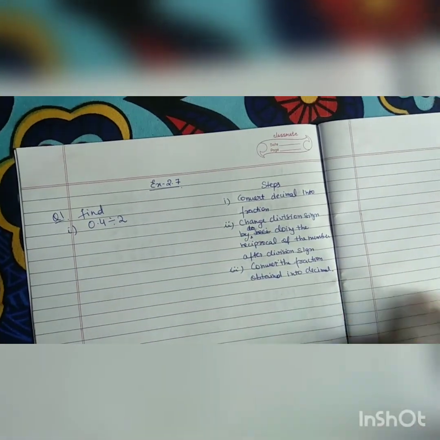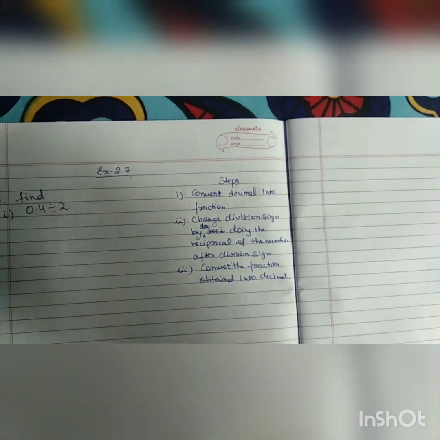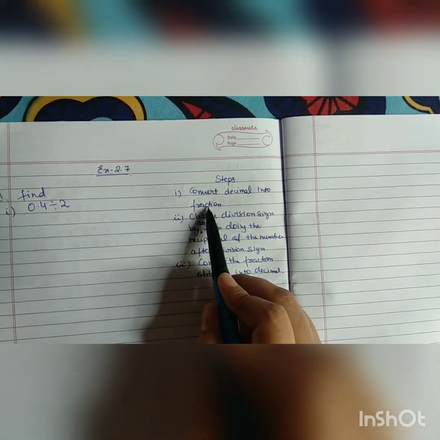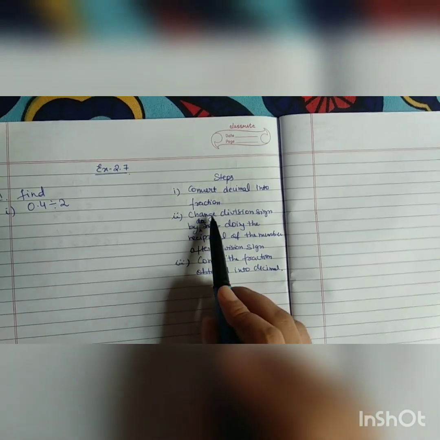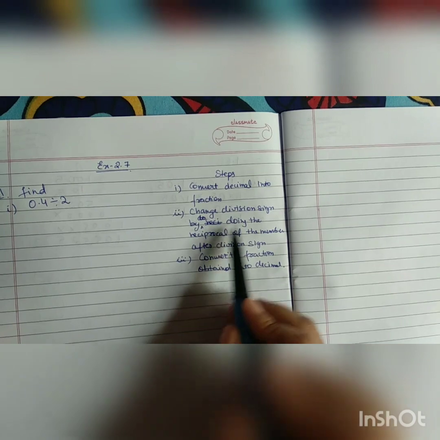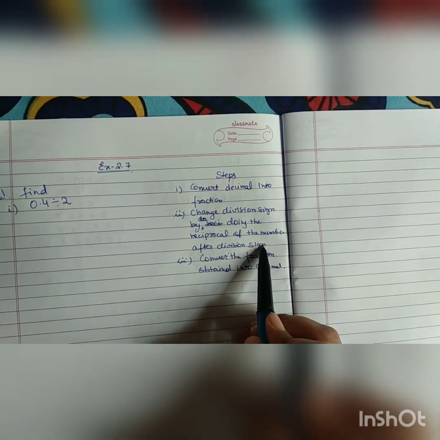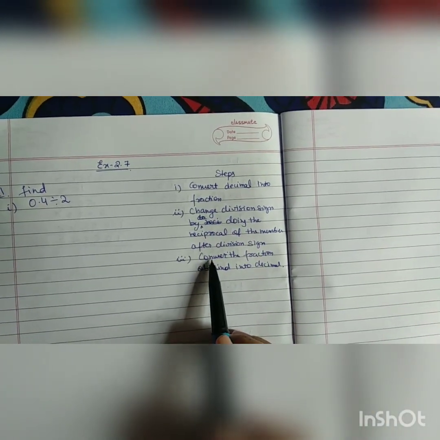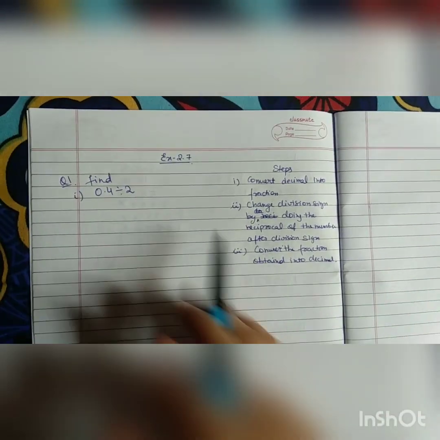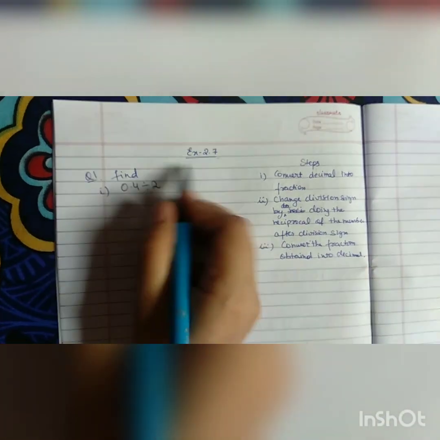Here are some steps to solve division of decimals. The first step is to convert the decimal into a fraction. Then the second step, we have to change the division sign by taking the reciprocal of the number after the division sign. And then the third step, we have to convert the fraction obtained into a decimal. Let's understand it with this question.